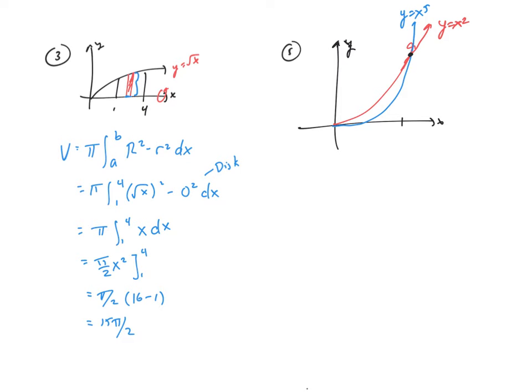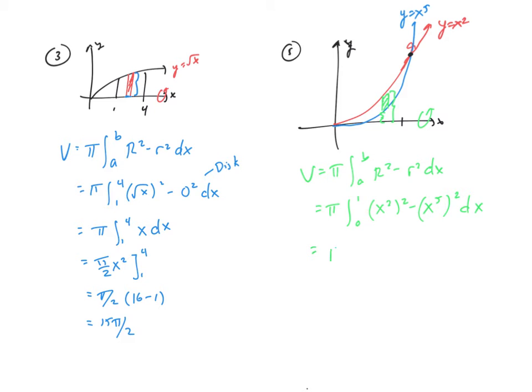So going around the x-axis, here is my rectangle. Volume equals pi times the integral from a to b of big R squared minus little r squared. Pi, we're going from 0 to 1. Big R is the distance from the far end of the rectangle to the axis of revolution, and that's x squared. Little r is the distance from the near end, the closer end of the rectangle, to the axis, and that is our x to the 5th. And we're squaring that.